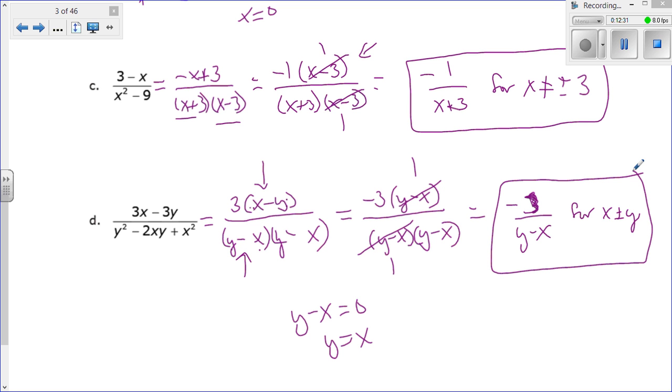So factoring out a negative 1 is going to end up being a very important thing that we need to look for when we are factoring.